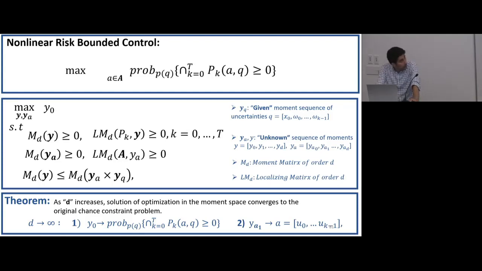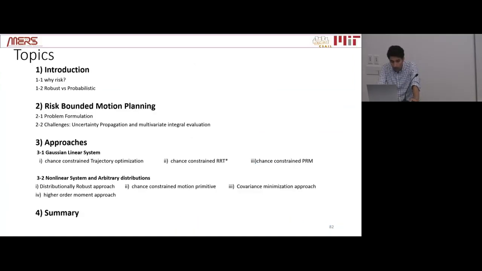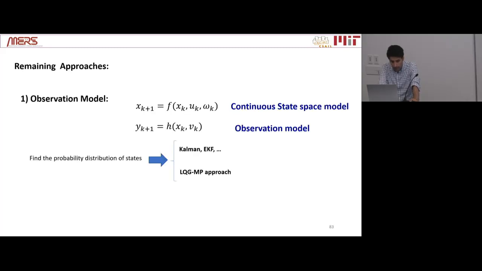So let's wrap up. But before that, there are some remaining points. Throughout this lecture, I assumed that we are only given a state space model that describes my robot. We can also have an observation model. When we are given an observation model that describes the behavior of the sensor, we only need to come up with the new equations to find the probability distribution of the states. To do that, we can use a Kalman or extended Kalman filter if we have access to observation.